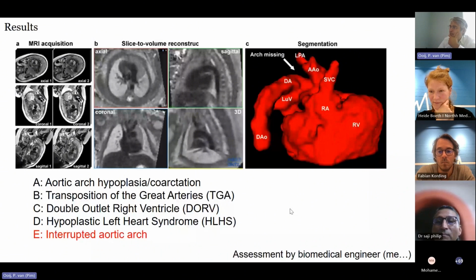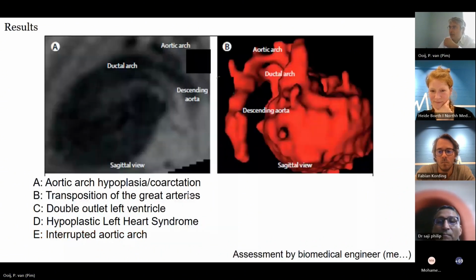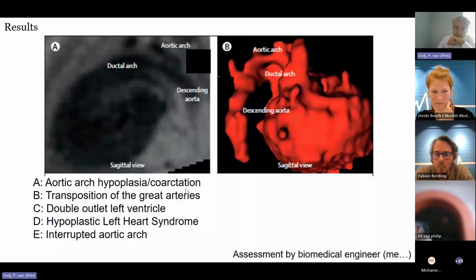Thank you very much. Then the last one, also based on this 3D segmentation, and also a little bit on the 3D reconstruction. What do you think that we're looking at? Aortic arch hypoplasia coarctation, a TGA, a DORV, HLHS, or an interrupted aortic arch?